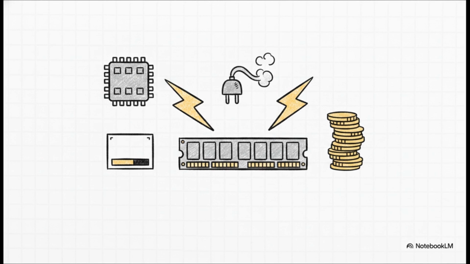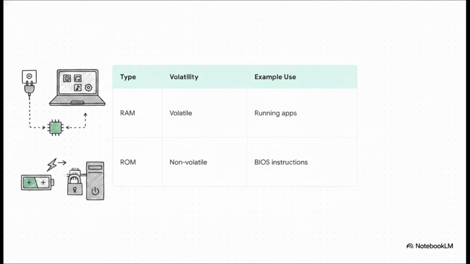Oh, and here's the absolutely crucial part. Much of it is volatile. That means if the power suddenly goes out, your desk gets completely wiped clean, and poof, that active data is gone. Now, inside this semiconductor family, we've got two main stars that you've probably heard of: RAM and ROM.